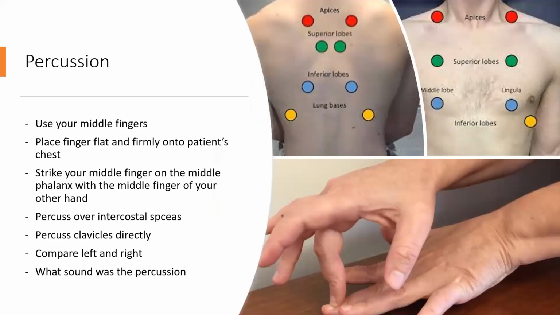So next is percussion, and this is a skill you have to get a little bit used to. Using the middle fingers, you place one finger on the chest wall and then use the other finger to hit your middle finger. By doing this, you should make a drum-like sound, and you want to do this on both sides of the lung, to see if the sound made on one side of the chest is the same on the other side. You want to do this in all intercostal spaces, and you can do it directly onto the clavicles rather than using your other middle finger. So compare both left and right and see what sound you get.